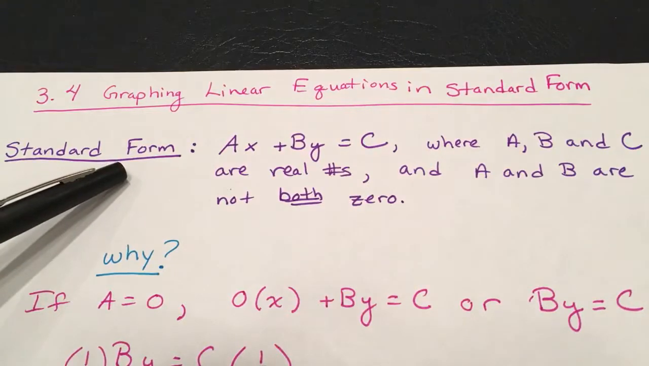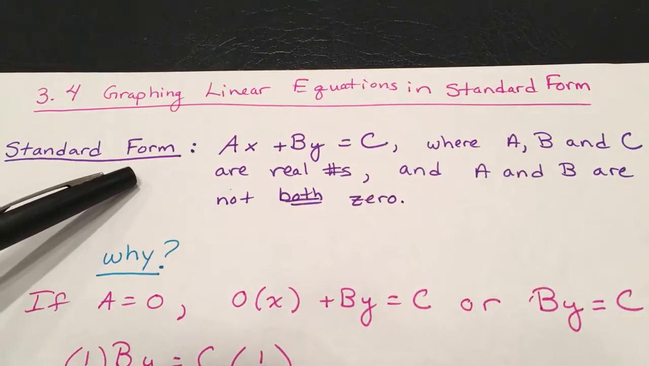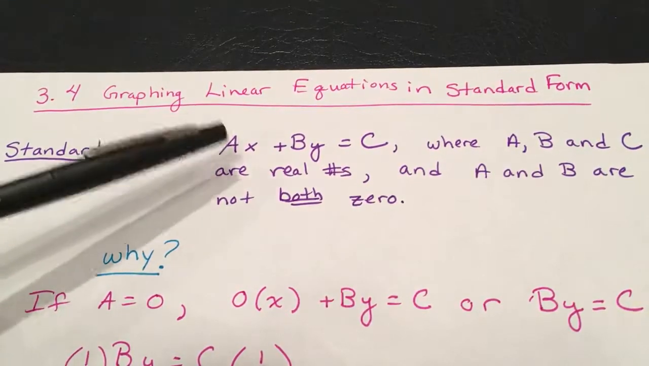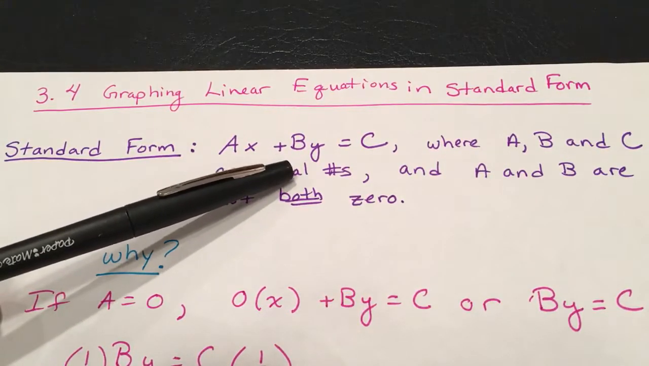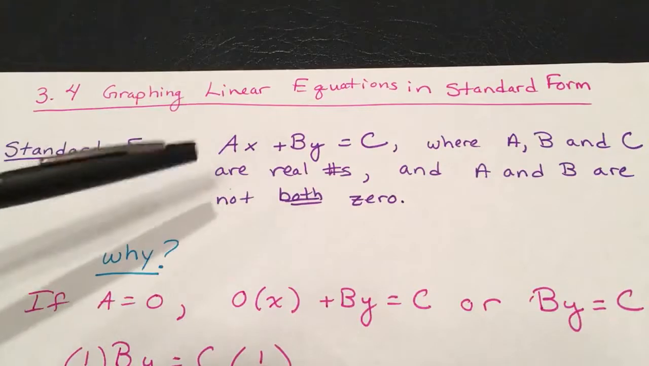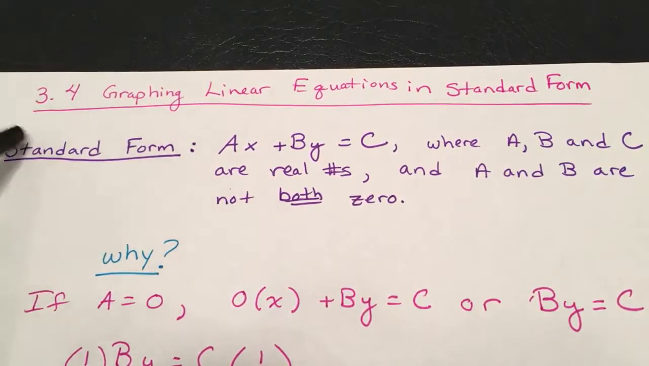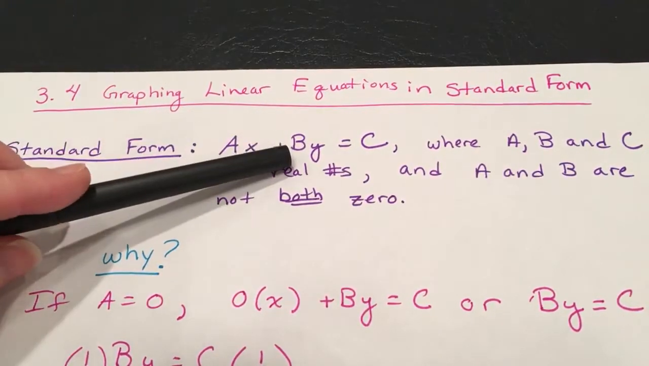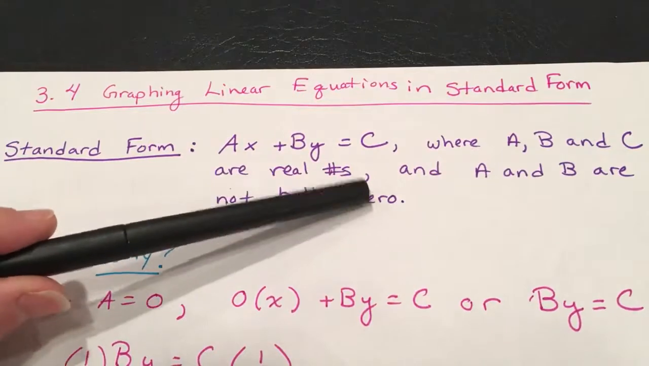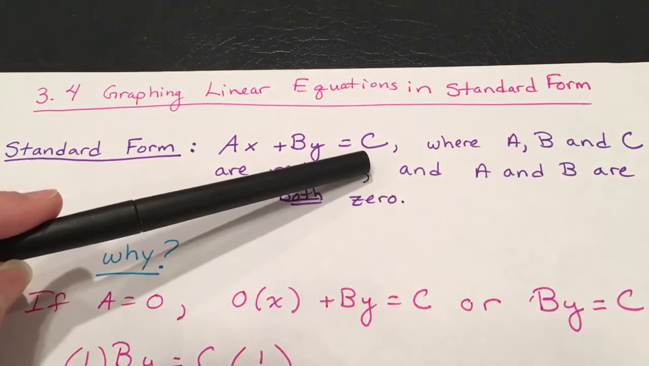Standard form of a linear equation is written in this form: a times x plus b times y equals c, where a, b, and c are all real numbers, and a and b cannot both be 0. One of them can be 0, but not both. And basically what we're looking at is a is a coefficient of x, b is a coefficient of y, and c represents our constant in this problem.